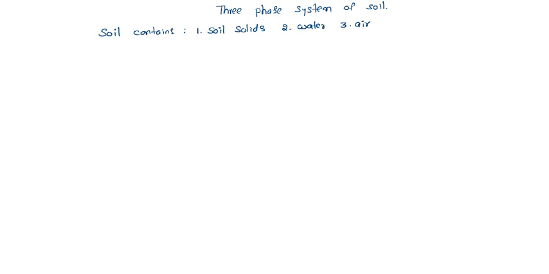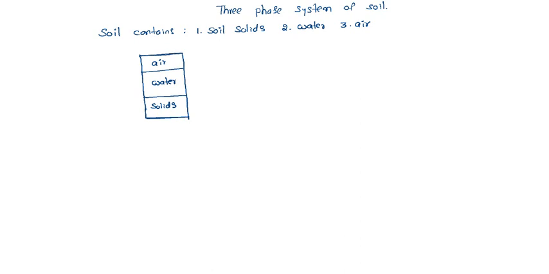These three components can be represented by a phase diagram like this. Phase diagram. First solids phase, then water and air. To understand soil mechanics better, first we should focus on this three-phase system.